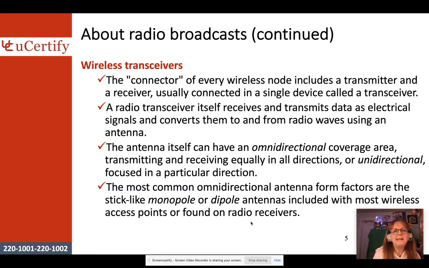The antenna itself can have an omnidirectional coverage area, which means that it transmits and receives equally in all directions. Or it can be unidirectional, which means it's focused in one particular direction. It just depends on the way you set up your network and the type of wireless router you have. The most common omnidirectional antenna form factors are the stick-like monopole or dipole antennas, included with most wireless access points or found on radio receivers.